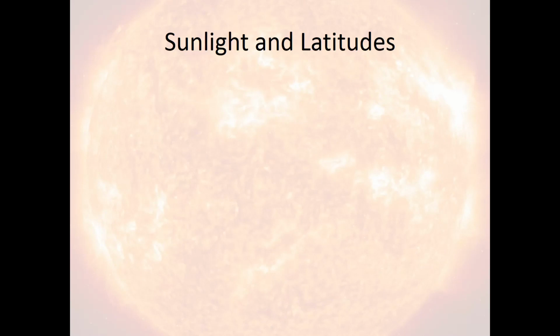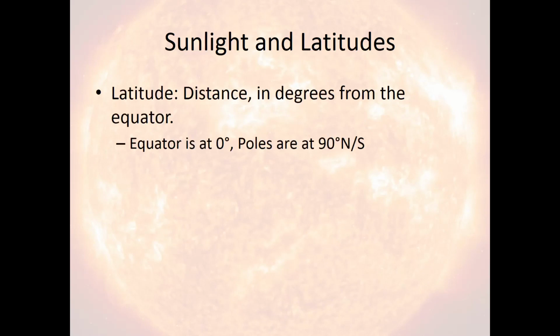This also happens with different latitudes. So let's talk about latitudes for just a quick moment. A latitude simply means the distance in degrees from the equator. So if you took a look at a globe, the equator is that belt that wraps around the middle of the Earth, halfway between the North Pole and the South Pole. It's usually very warm there. Meanwhile, the poles are on the northern end and the southern end of the planet. So the equator's at 0 degrees, the poles are at 90 north and south.